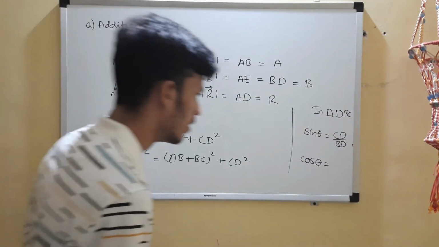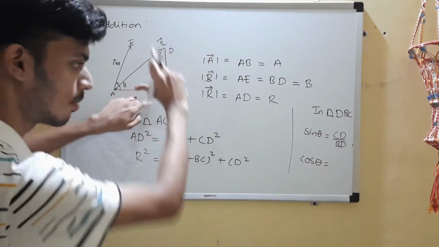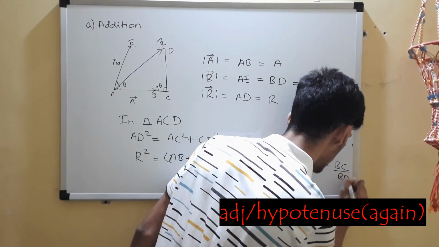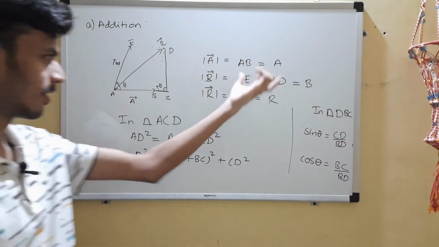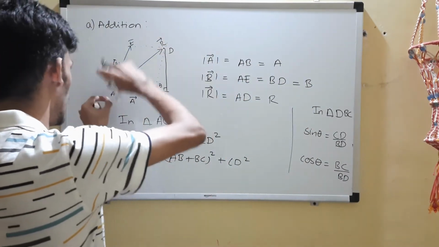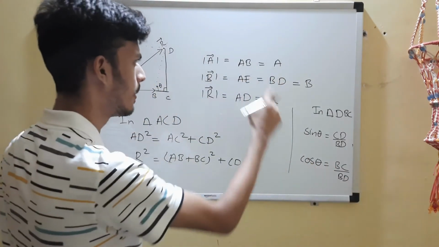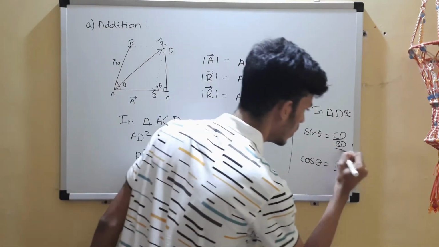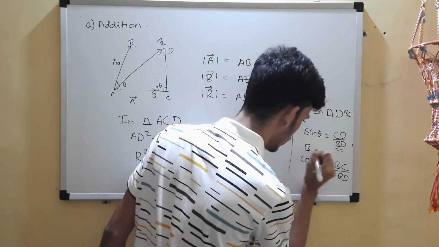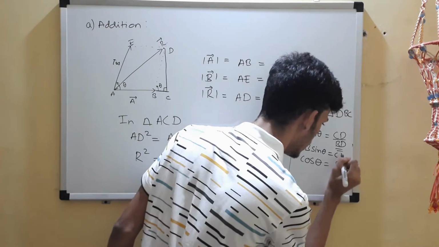Okay, and from here cos theta will be BC upon BD, adjacent upon hypotenuse, right? BC upon BD. Now what is BD? If you see here, what is BD? BD is magnitude of B. BD is equal to AE, which is nothing but magnitude of B. So in place of BD, you can just put B, right? So here I'll put B and I'll cross it. I'll just bring that B to the other side. B sin theta will be CD.